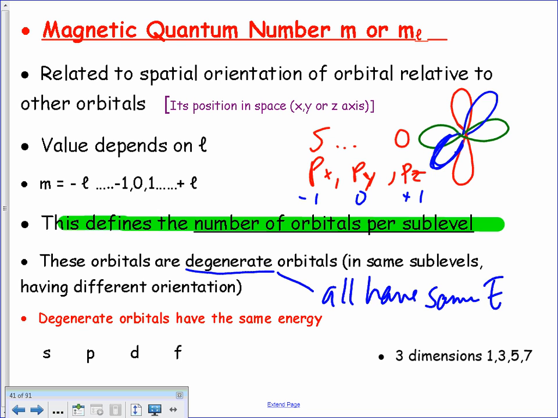Same energy. So the px, py, and pz all have the same energy. On a sublevel, s is low energy, all the way up to f is high energy. But within the sublevel, each of those orbitals is at the same energy. And I'll show you a picture of that in just a second too. Oh, I do have it right there. Boom. Okay, so that's kind of what I'm talking about when I say from -1 to +1.